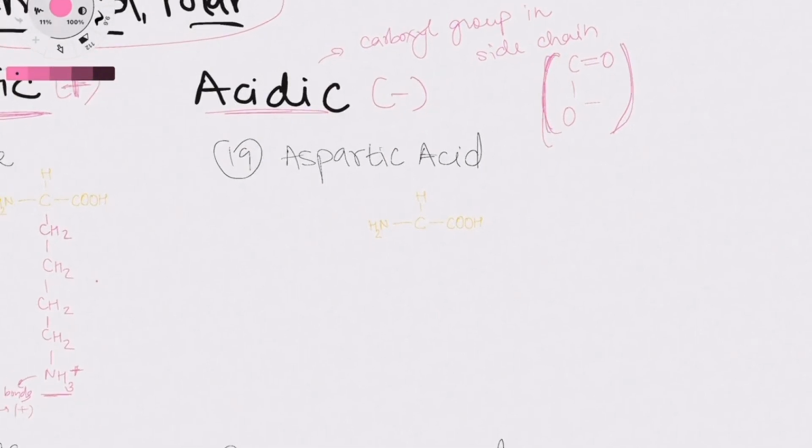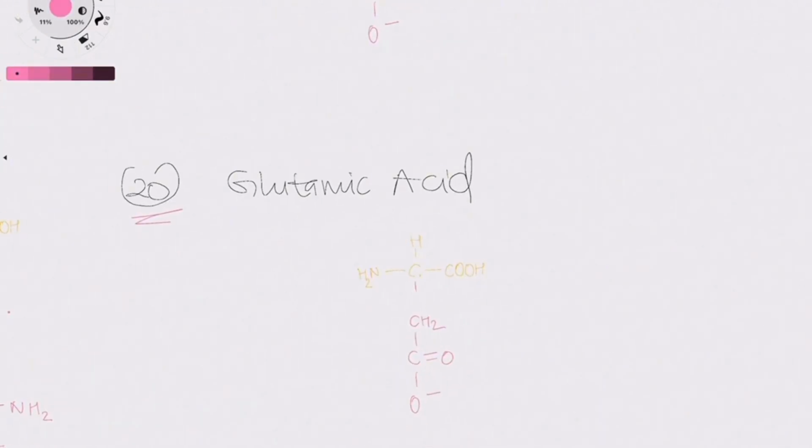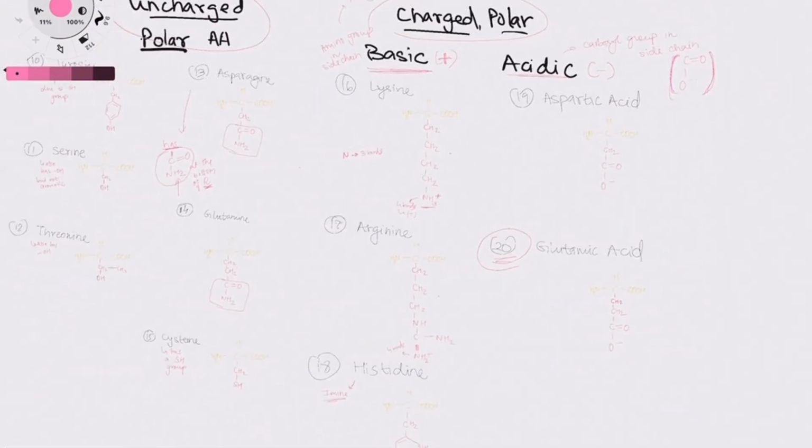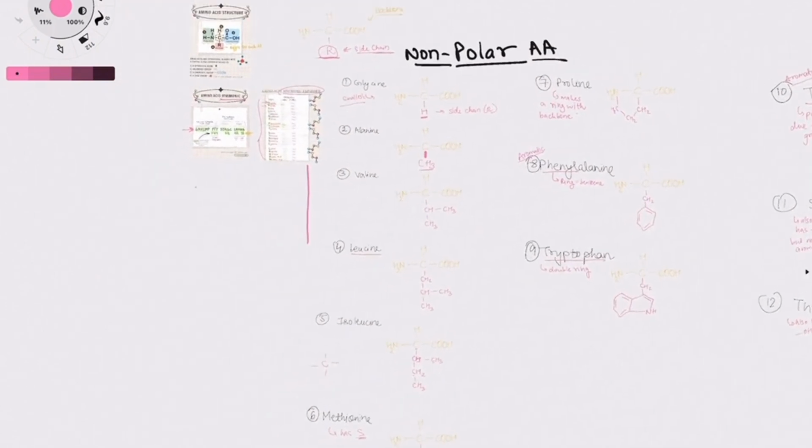Next, we have aspartic acid. And remember, it has to have the C double bond O minus in its side chain. So aspartic acid is really simple. We're just going to have a methyl group attached to a carbonyl group. Next, we have glutamic acid. It's going to have the same side chain as aspartic acid, but we're just going to add another methyl group at the top. There you have your 20 amino acids, including charged and uncharged polar amino acids, and non-polar amino acids.